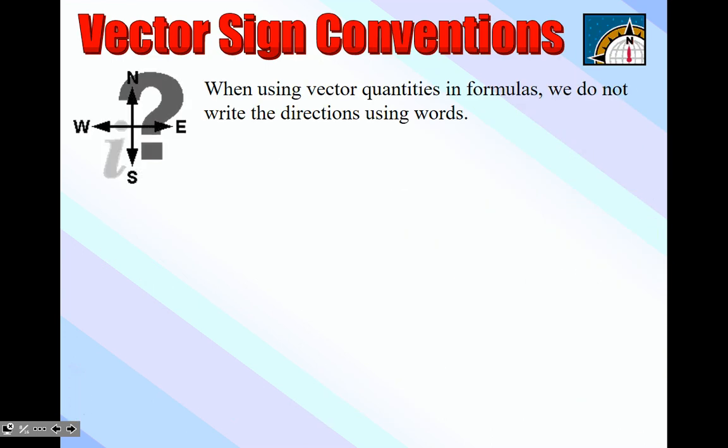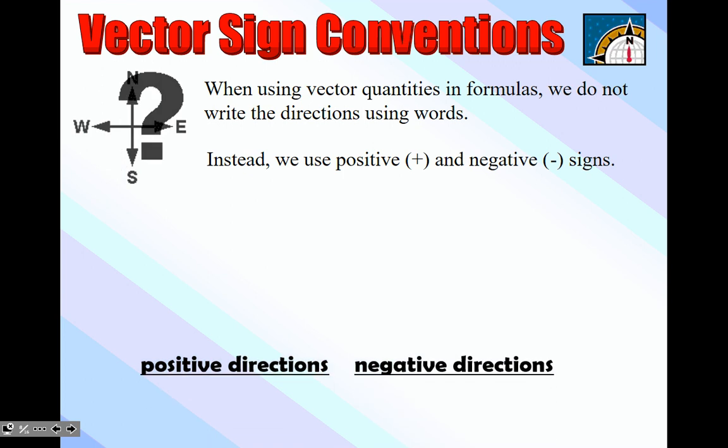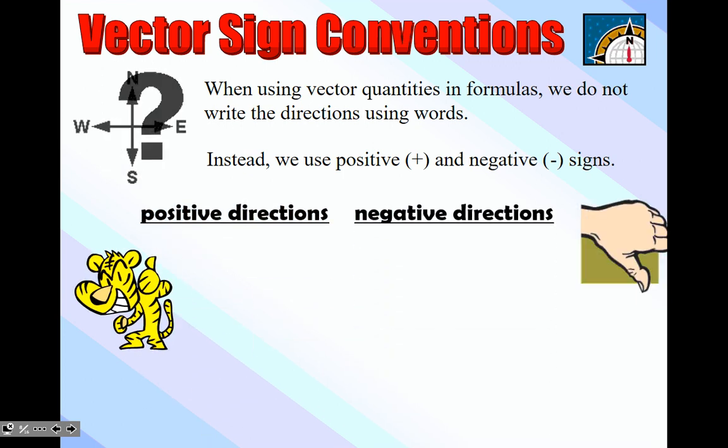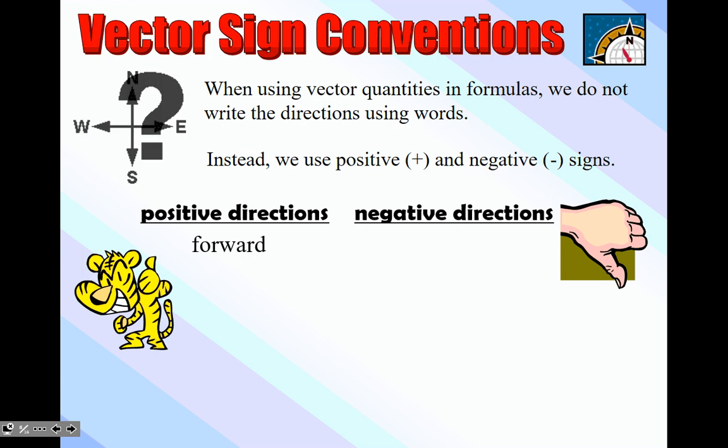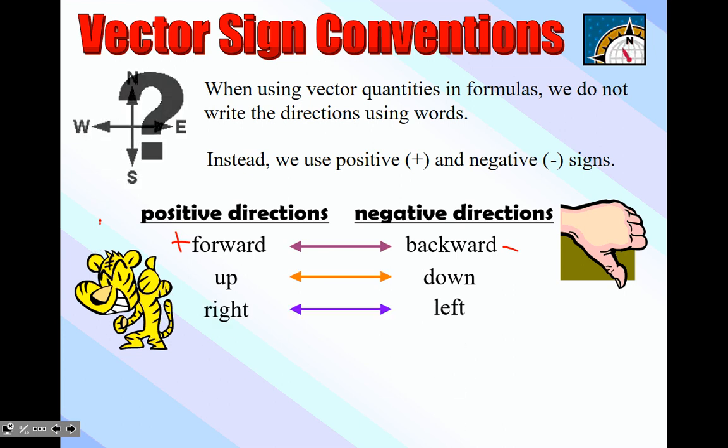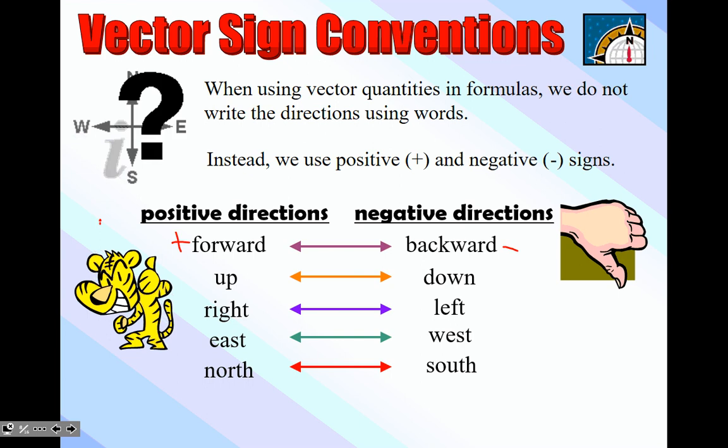So let's talk a little bit about vector sign and conventions. When using vector quantities and formulas, we do not write the directions using words. We use positive or negative signs when doing the calculations. Forward is positive, that makes sense. Backward is negative. Up is positive, down is obviously negative. Right, left, east, west, north, south. So get accustomed to evaluating a direction in terms of negative and positive to do your calculations.